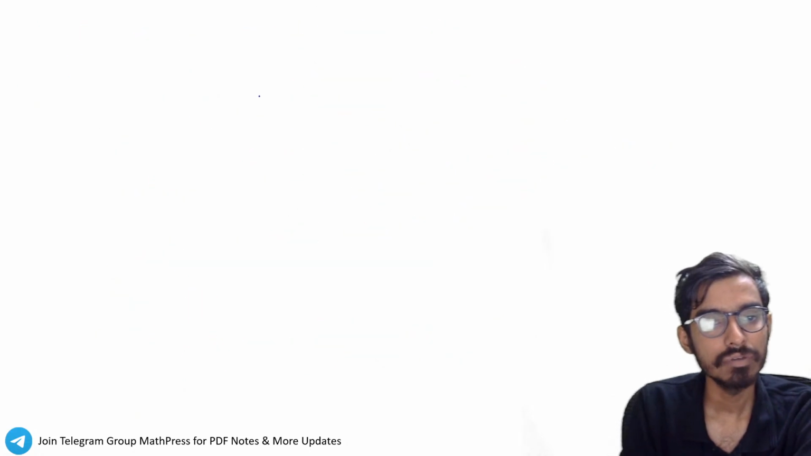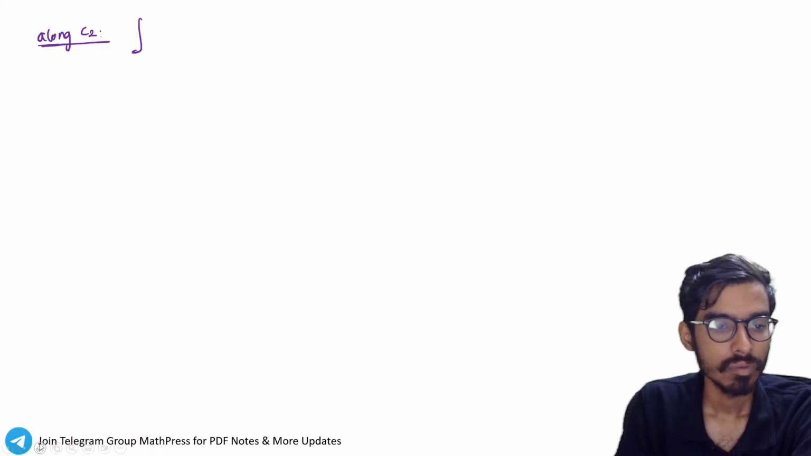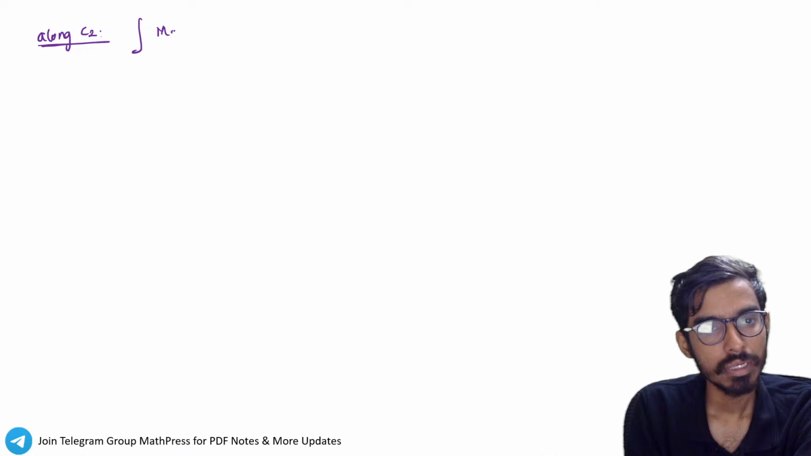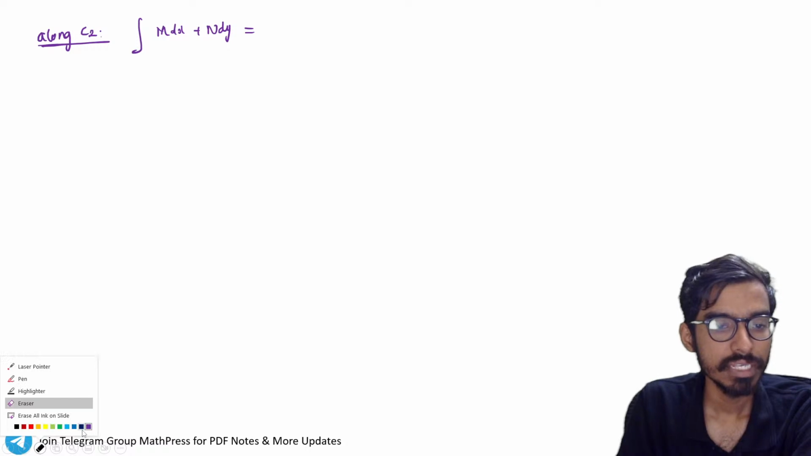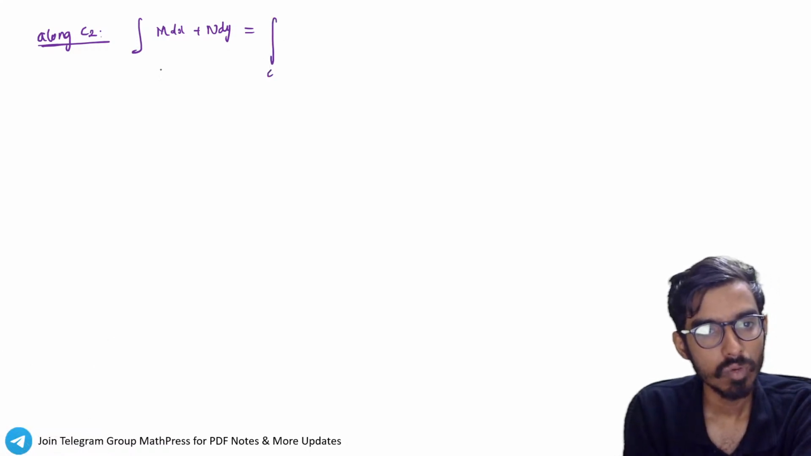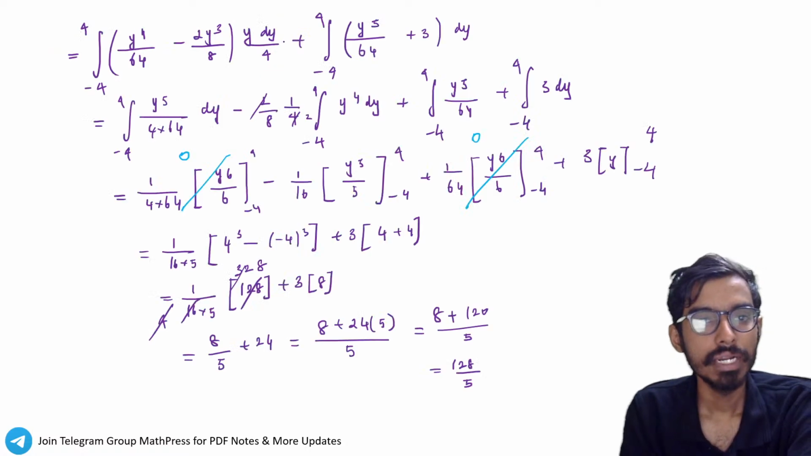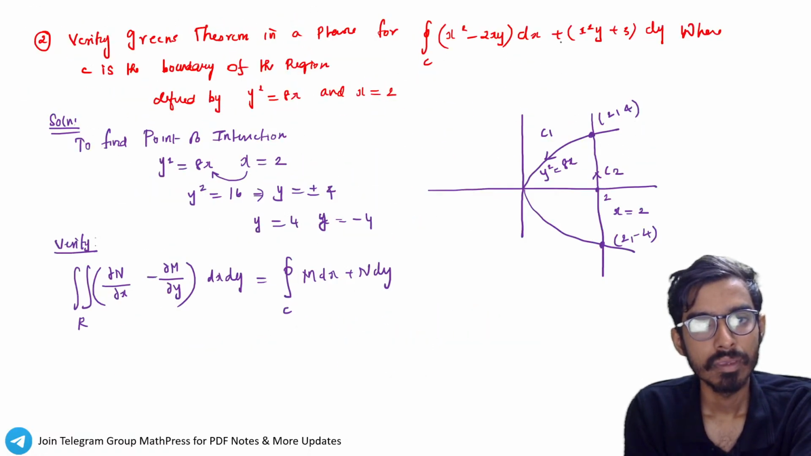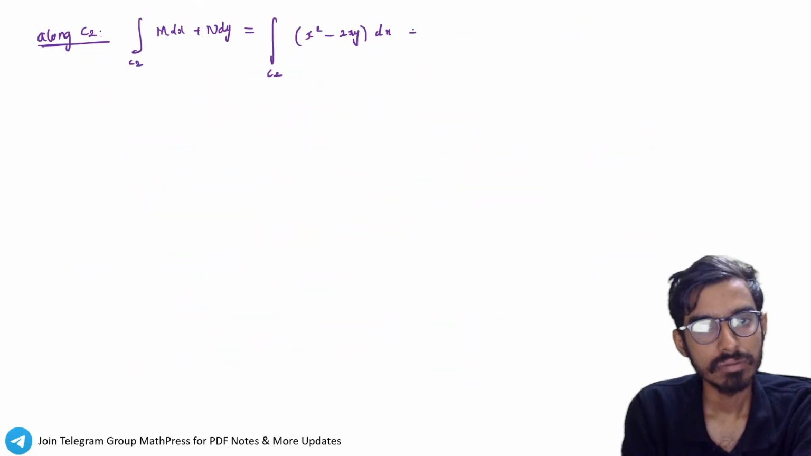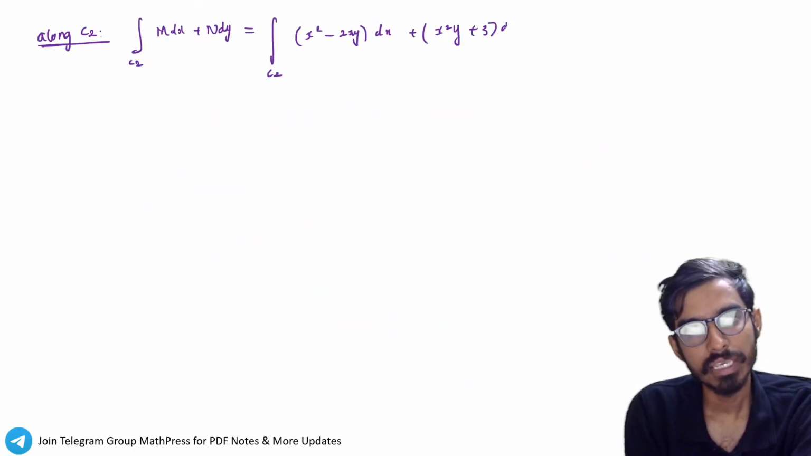Now we will find along the curve C2. Now along C2, we need to evaluate integral over C of m dx plus n dy, right? So this will be integral over C2, right? So what is m dx plus n dy? It is x square minus 2xy dx plus x square y plus 3 dy, right?